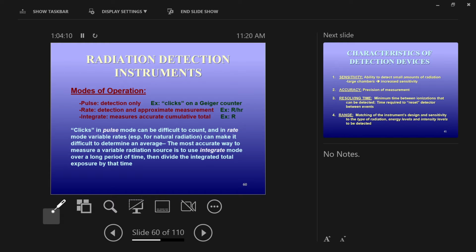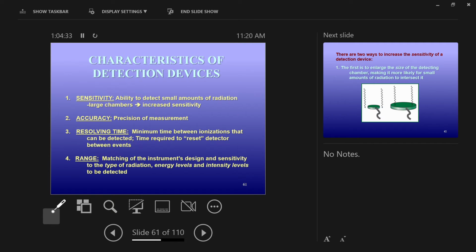The most accurate way to measure a variable radiation source is to do what's called integrating and measure over a long period of time, then divide by the amount of time. So we're going to look at these different types of instruments and how they measure things. But what's important here is that there are characteristics of all detection devices. And there's 4 characteristics that we're going to learn about.